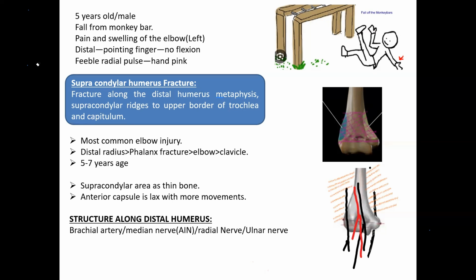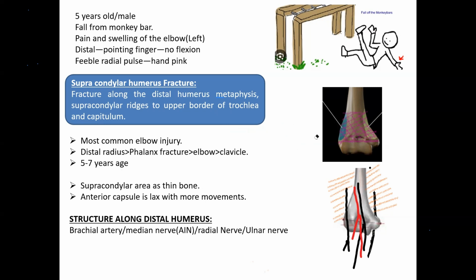Just to recall here, what are the most common pediatric injuries? First is distal radius, which is the most common, followed by phalanges, finger injury, then followed by elbow injury. Among elbow injuries, the commonest fracture is supracondylar fracture. So this is the third most common site of injury in the pediatric population. Here you can see distal radius followed by phalanx fracture, elbow. Clavicle is the fourth most common fracture in pediatrics. The prevalence is at 5 to 7 years of age.